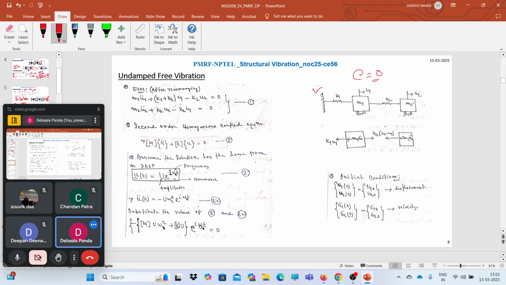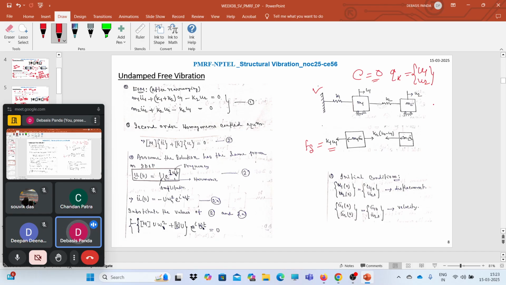Now, again, if we draw the free body diagram, we will have the spring force for this degree of freedom. It's nothing but k1 into u1. U1 is the first degree of freedom. If I want to define the generalized coordinates, it's nothing but u1 and u2. We have a 2 degree of freedom system. No damping is present and no external force is applied on the system.